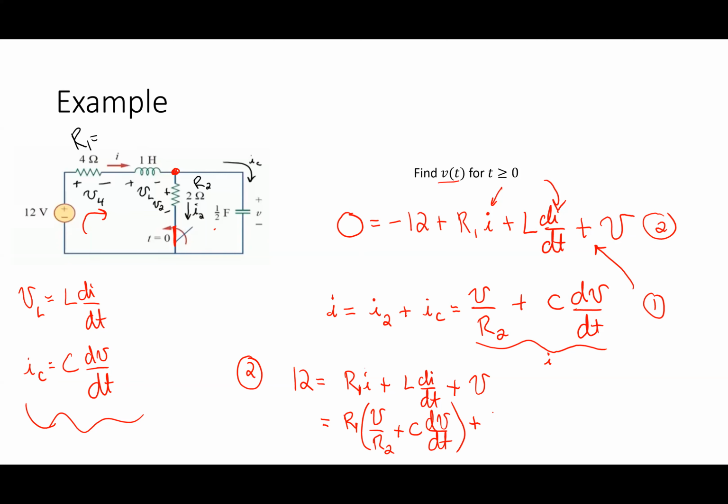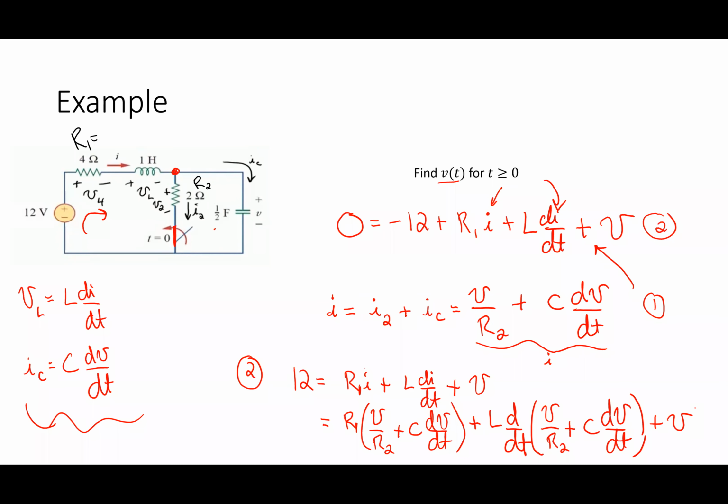But for di/dt, now I have the next term. So that was the first term, right? Now I have L times d/dt of I. So I plug in V over R2 plus C times dV/dt, like that, plus V. Now, without me simplifying that, which I can and will, what do I see? Well, now I have a second order differential equation.